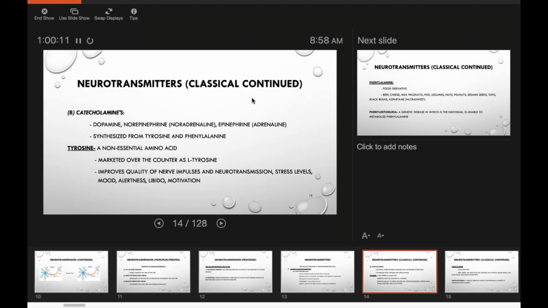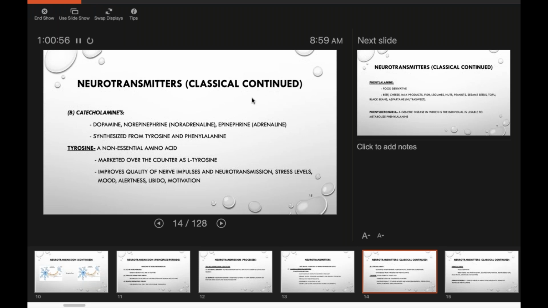Catecholamines are the next category of our classical neurotransmitters. These are our fun ones. We like catecholamines: dopamine, epinephrine, norepinephrine. These are synthesized from tyrosine and phenylalanine. Tyrosine, we see that you can purchase over the counter as L-tyrosine. Whenever you see an L-something, L stands for levo, L-E-V-O. So levotyrosine or L-tyrosine, what the L or levo means is synthetic.